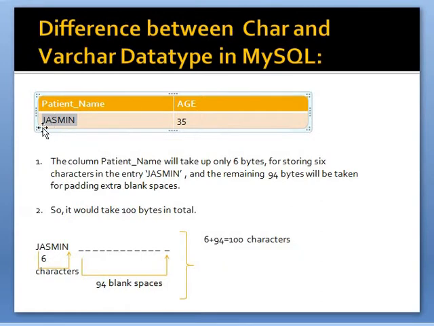Now if you count the number of characters in Jasmine, it comes to 6, because J is the first character, A is the second, S is the third, M is the fourth, I is the fifth, and N is the 6th character. So in total, this entry Jasmine consists of 6 characters. So for 6 characters, it's going to take 6 bytes of memory space.